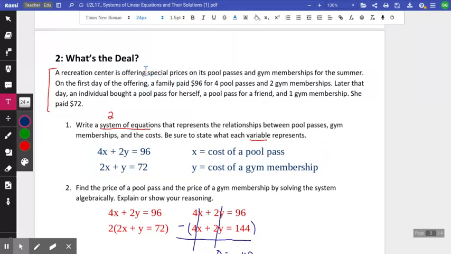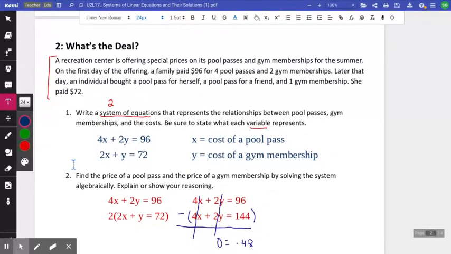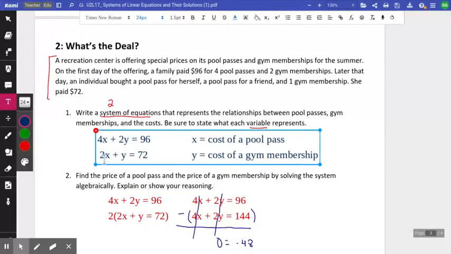They told us at the beginning they're offering a special price. Well, maybe that special price only applied for families and not if you're purchasing as an individual. But it means that the unit cost of a pool pass and of a gym membership was different for each of these two groups here. We can see that down here when we doubled the amount that the individual ordered. If the family ordered double the amount of pool passes and double the amount of gym memberships, and they were paying the same price, the individual and the family, we should see that the cost is doubled. But we see that that's not the case here.